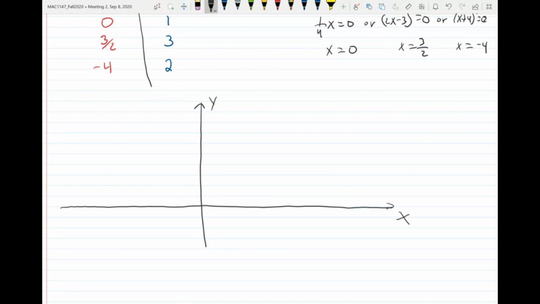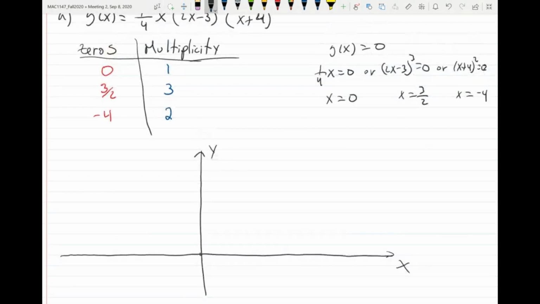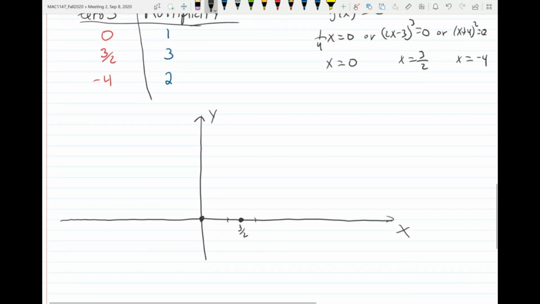So if you wanted to sketch a graph of this function, we know that it has to go through those 3 points. So let's say here is 0, then say that this is 1, then this is 2, so 3 halves is here. Okay, here we have 3 halves, then we have -4. 1, 2, 3, 4 here.